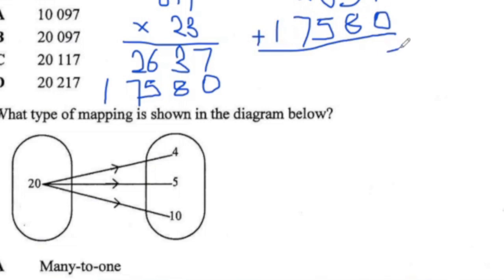7 plus 0 will give me 7. 3 plus 8 will give me 11. I write 1 carry 1. 1 plus 6, 7. 7 plus 5, 12. I'm going to write 2 carry 1. 1 plus 2, 3. 3 plus 7, 10. I'm going to write 0 and carry 1. 1 plus 1, that is 2. So where is 20,217? It's on D. So D is the correct answer.